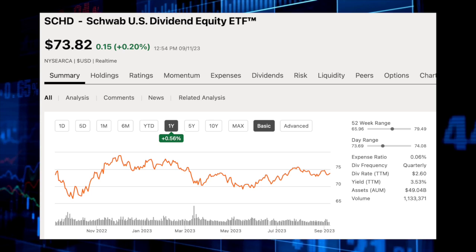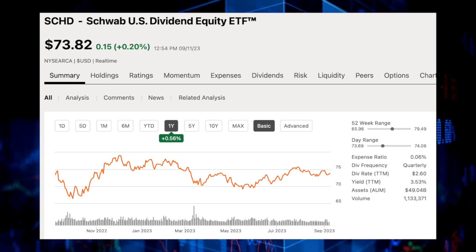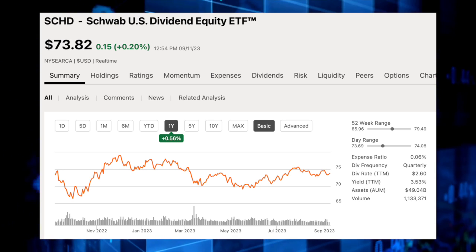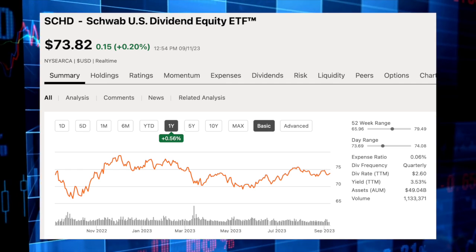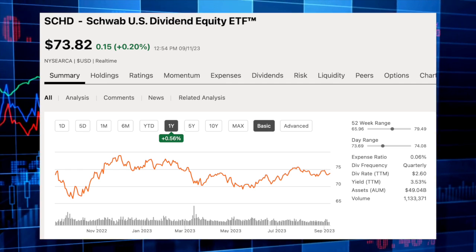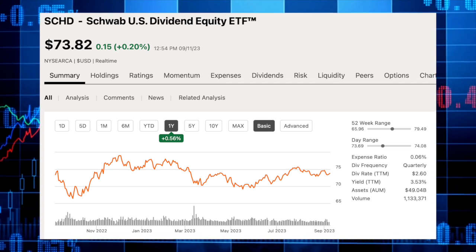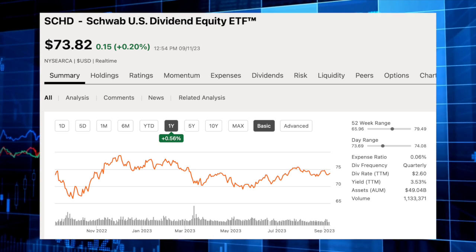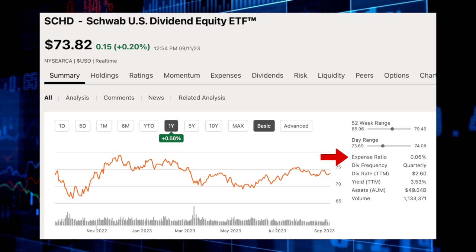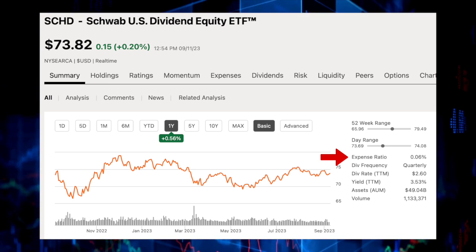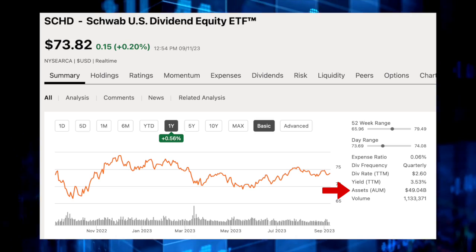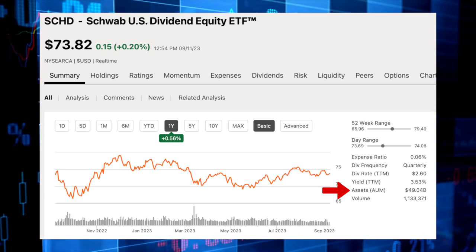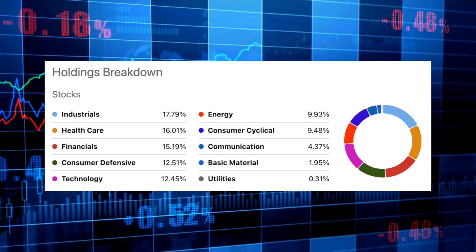The ETF is flat over the past 12 months, largely due to their lack of technology support. It's not that SCHD doesn't have technology exposure, but it's due to the fact that the ETF is very broad. Like VOO, SCHD is also a low-cost ETF with a low expense ratio of just 0.06%. SCHD has $49 billion in assets under management. Here's a look at the broad sector breakdown I was referring to.